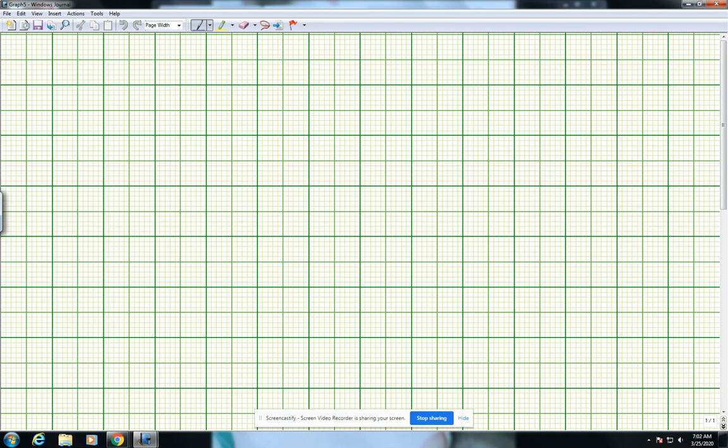So today's learning target is I can find the mean of data sets. We're just going to go with that. I can find the mean of data sets.